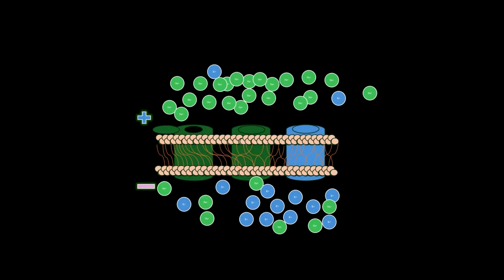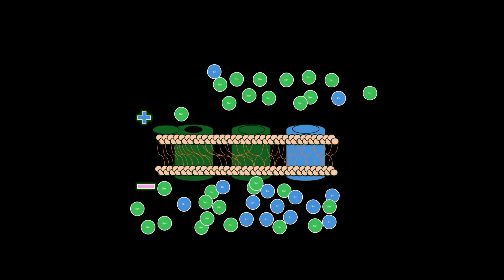If the stimulus is strong enough, sodium ions will enter for the voltage of the cell membrane to cross the threshold, around negative 55 millivolts, the charge required for an action potential to occur. This is an all or nothing process. If the threshold of negative 55 millivolts is not reached, the action potential will not occur.